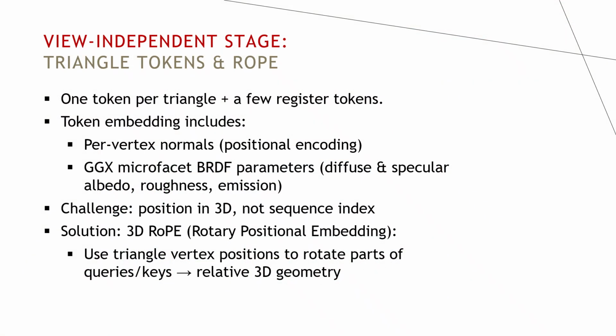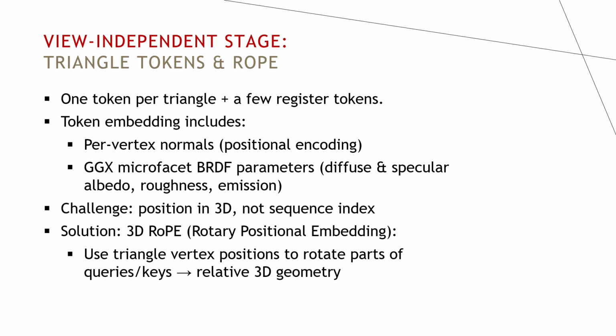Now, let's look into the view-independent stage. The input: 1 token per triangle plus a small number of register tokens used as a global scratch space. Each triangle token encodes per-vertex normals with NeRF-style positional encoding and material parameters from a GGX microfacet BRDF. Here, BRDF, bidirectional reflectance distribution function, is the function that describes how light is reflected at an opaque surface. Given an incoming direction and an outgoing direction, it tells you how much radiance is reflected in that direction.